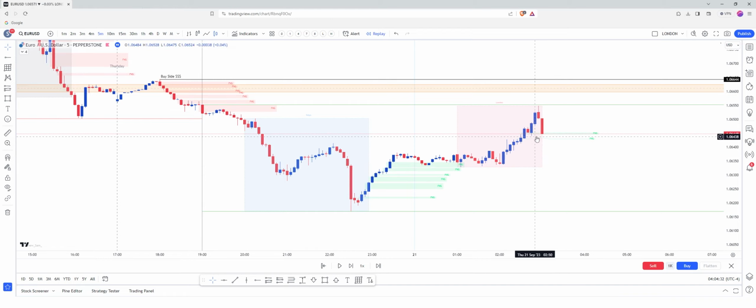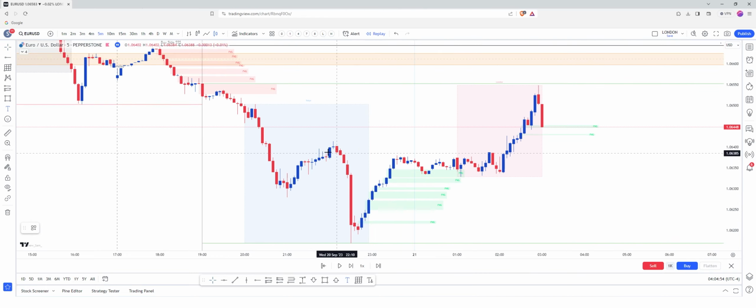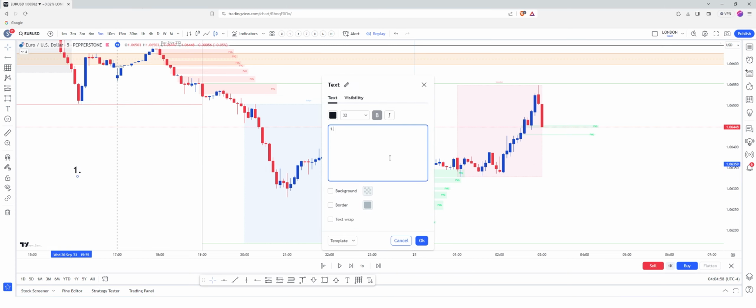Aggressively pulls back. We have a 5 minutes. So this is now the Cameron model. What we are looking for on the Cameron model, I'll stick it down here. Number one, we're looking for a clear draw on liquidity. So have we got that? Yes, we've got the clear draw on liquidity here.